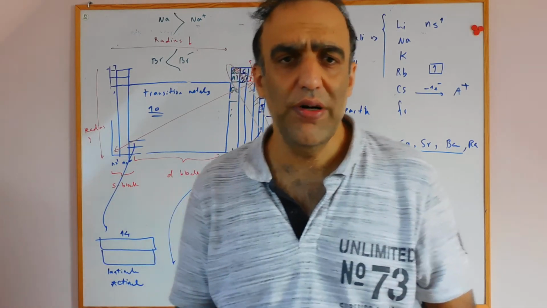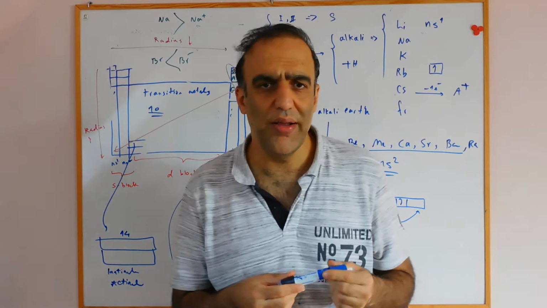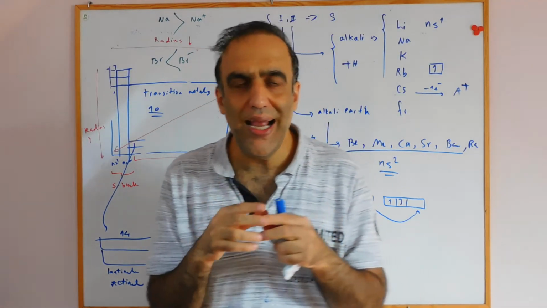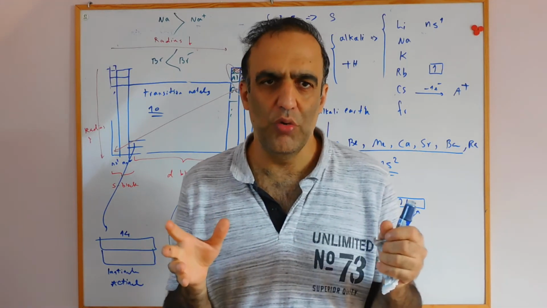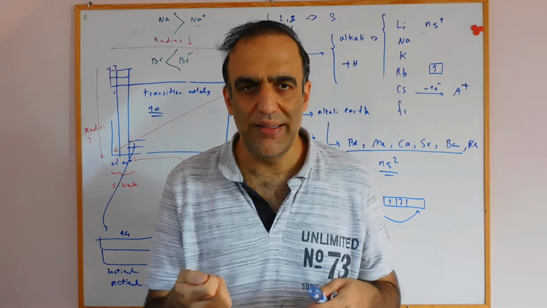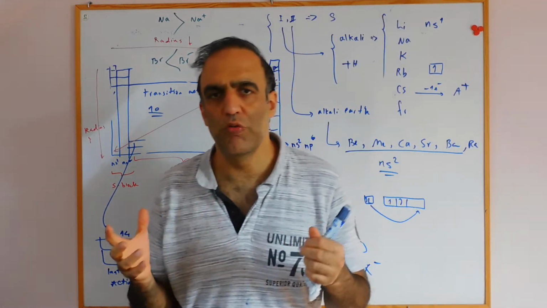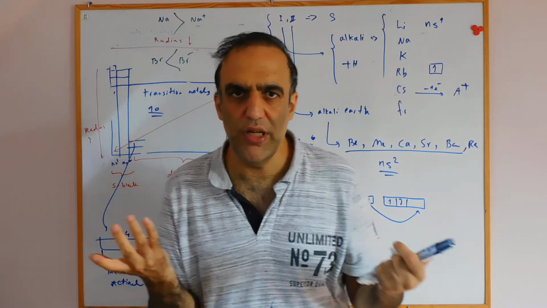Now I go to the first ionization energy. In the periodic table, the first ionization energy is the energy needed to remove the highest energy electron from the neutral atom. For example, if I want to take one electron out, energy is needed to remove it, and then the element becomes a cation. As you remember, it's very easy.